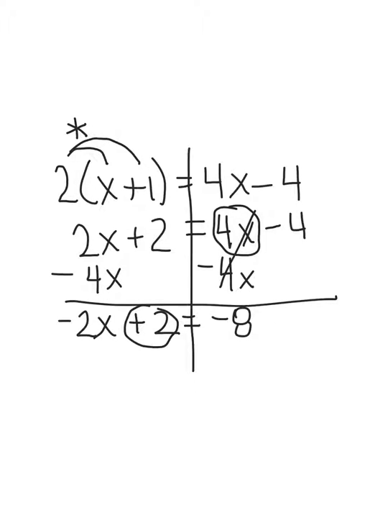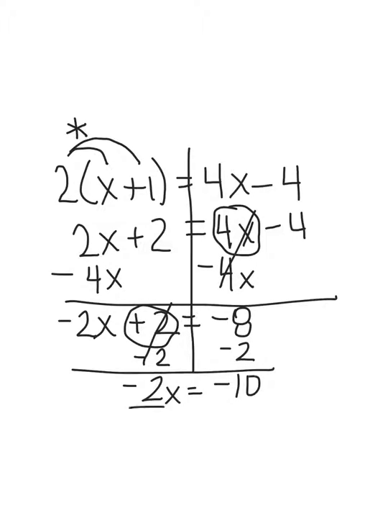Now move the positive 2 by subtracting 2 on both sides. Bring down negative 2x equals negative 8 minus 2, which is negative 10. Divide by negative 2, divide by negative 2, and x equals 5. Okay, that one is finished.